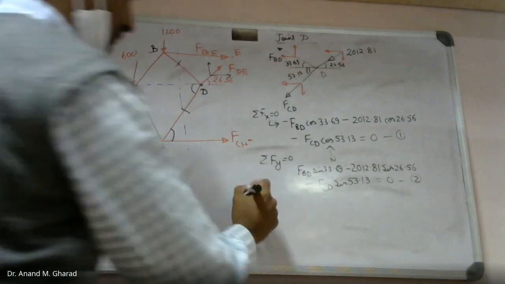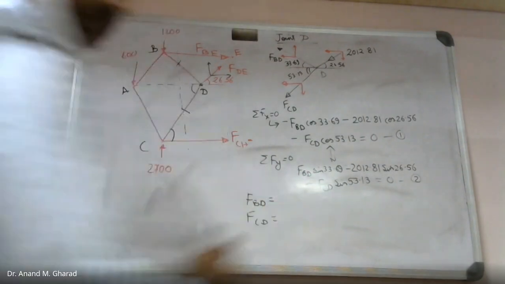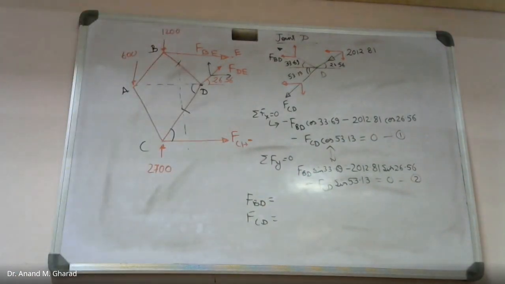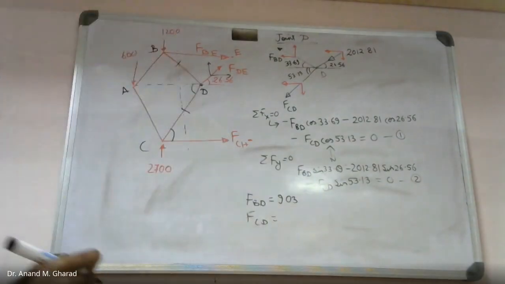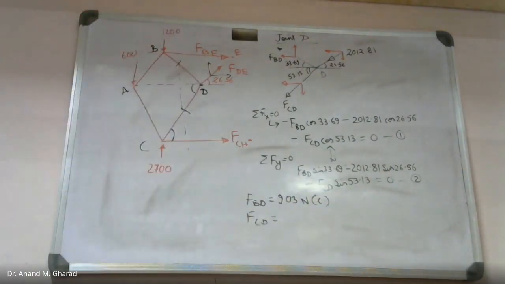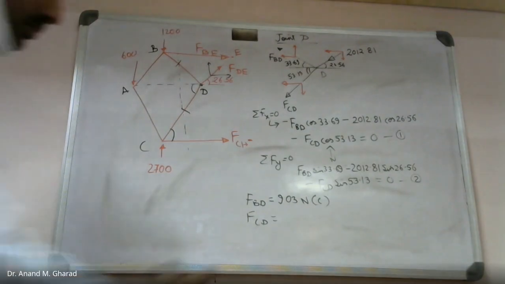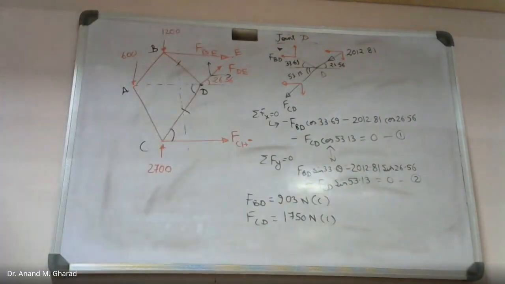Okay, I'm getting the force in member BD to be how much? 903, 903 Newton compression. And DC again as a compression value, 1750 Newton, with minus R1 values. You can verify these two values. Right? Is this okay?